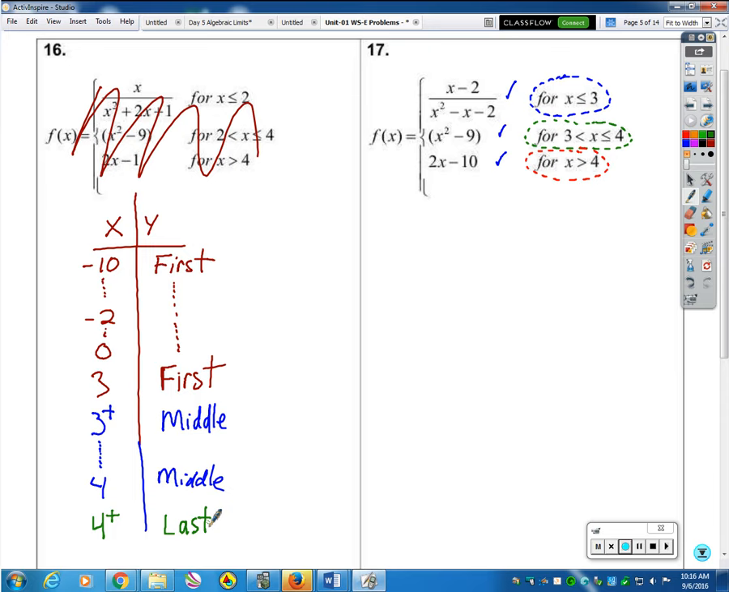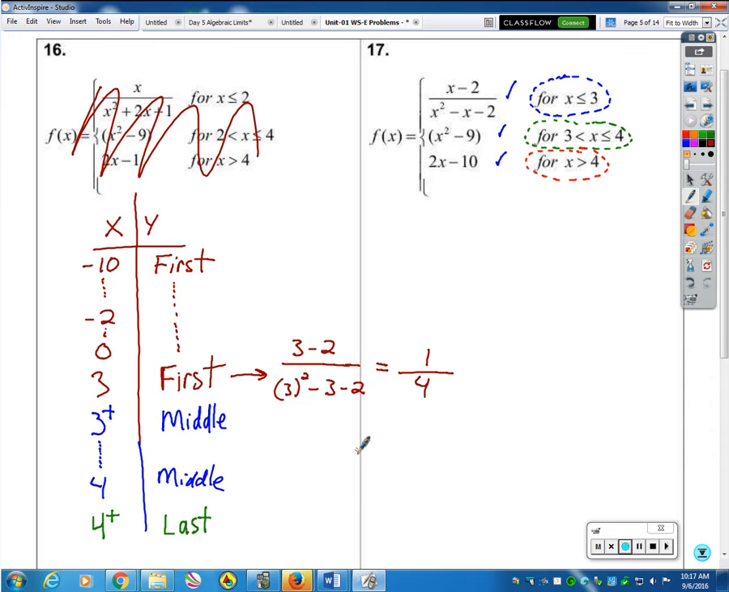Nicely done. We simply say, okay, when we plug in a 3, let's see what happens. So we get 3 minus 2 divided by 3 squared minus 3, 2 points for Landon. So this is going to be 1 divided by 4. So when the x coordinate is 3 for this function, the y coordinate is 1 fourth. Is everyone okay with that?